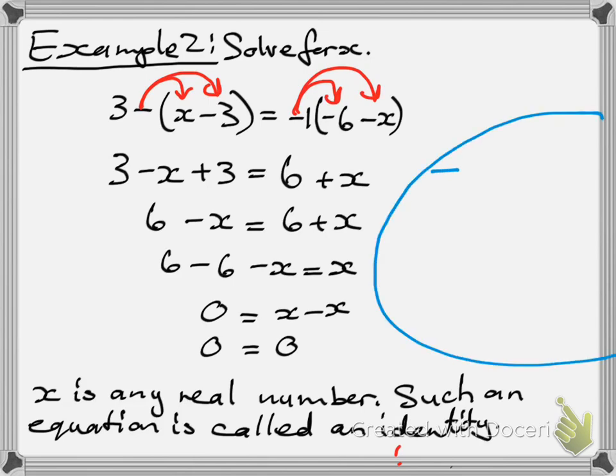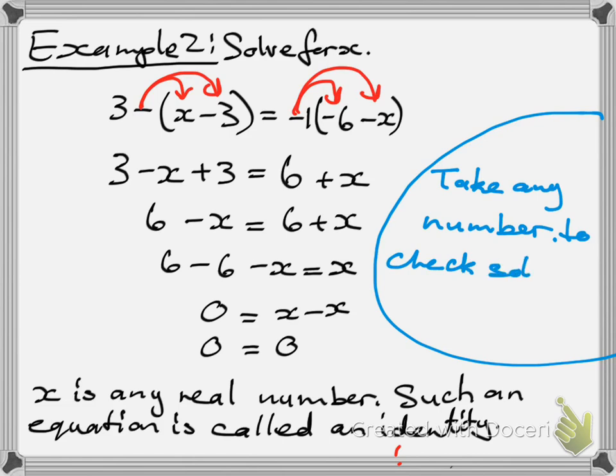In this kind of equation, we call it an identity, meaning that if you take any value of x, whether you take x = 2 or x = -5, whatever value of x you take, it works in this kind of an equation. We call such an equation an identity. Let's move on to example number 3.